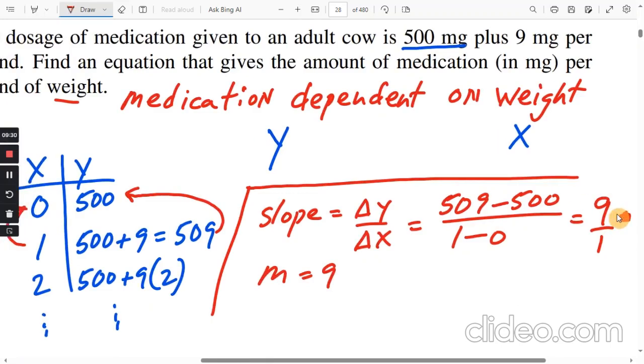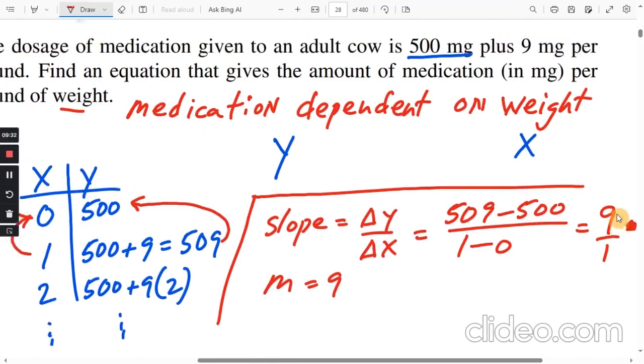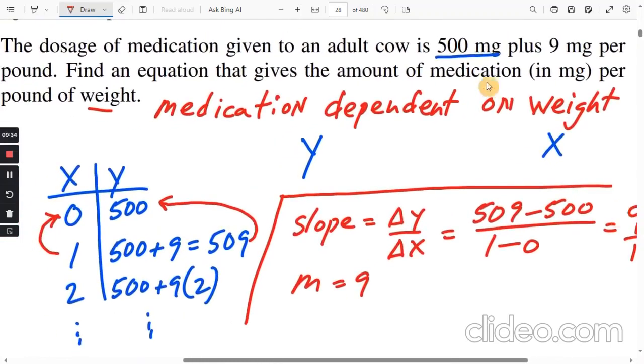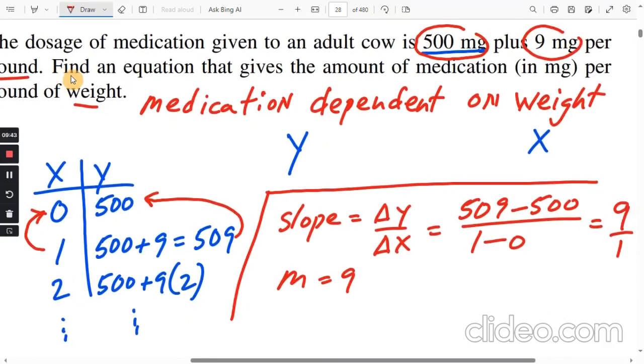All right. Now, did we need to really do that? No, because it says in the problem that it starts at 500 and it goes up 9 milligrams per pound. So we didn't really even need to do that. The slope was basically given in the problem.